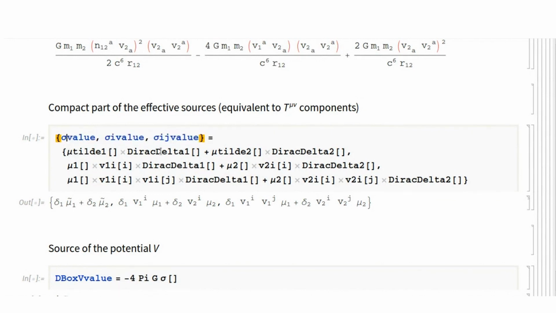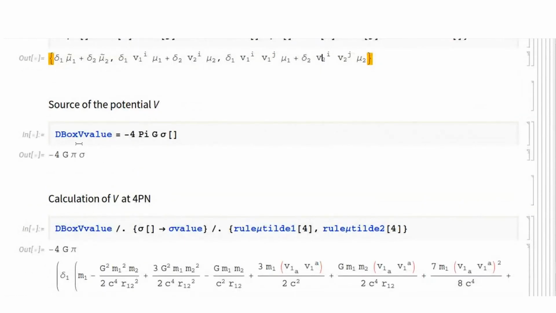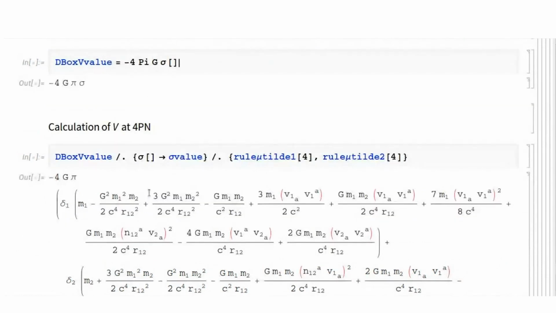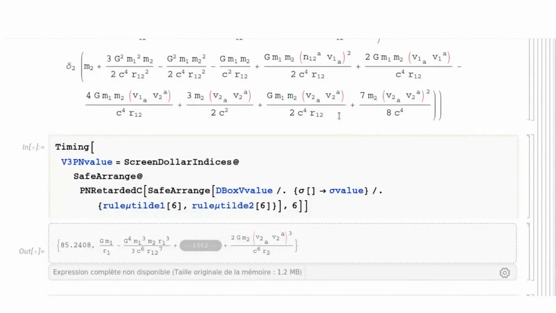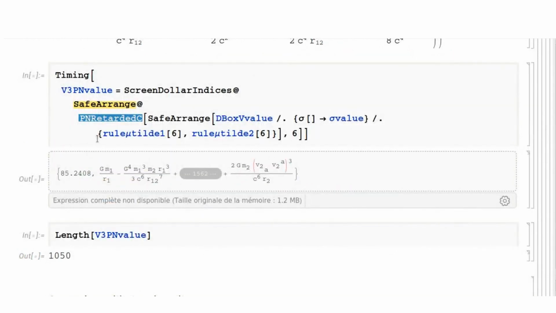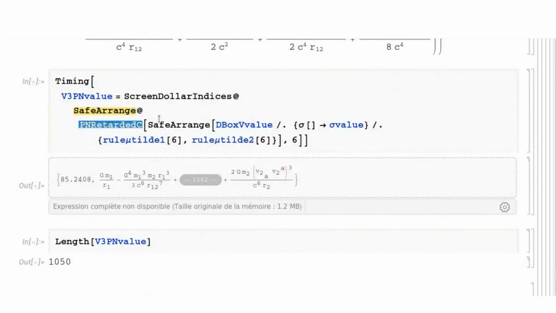These are the components of the stress energy tensor in the case of point particles. Mu tilde was just computed in terms of the potential. So now this is the source of the potential V. And therefore, you can integrate this source using the rule for mu. And I have a command to compute retarded integrals and truncate. And actually, I can recover the potential V because this source is precisely the source of potential V.